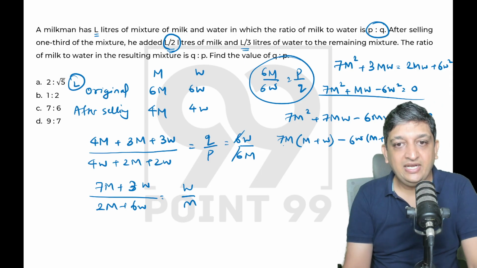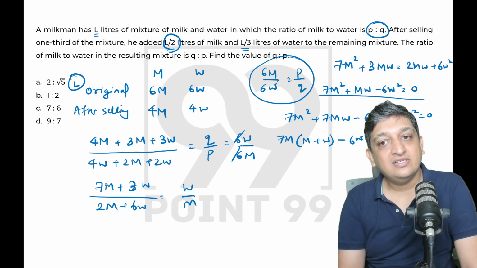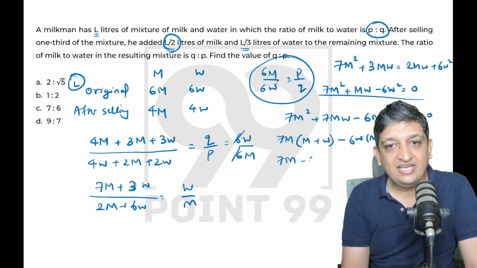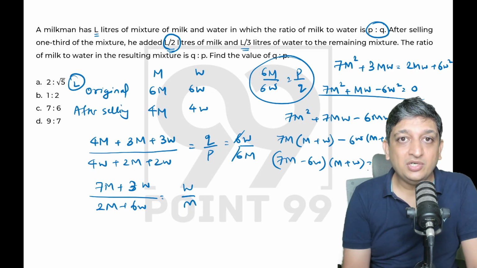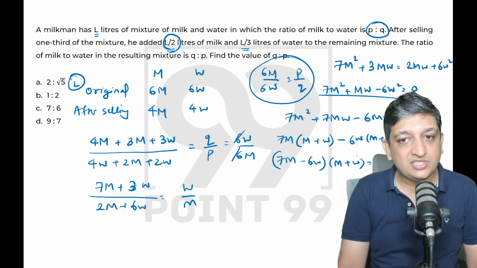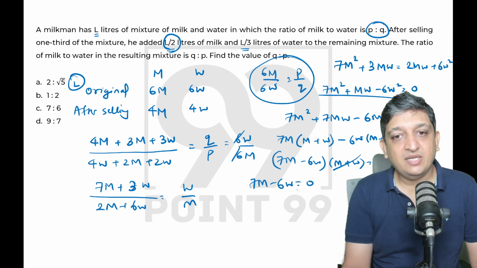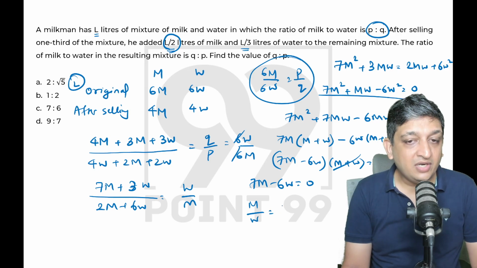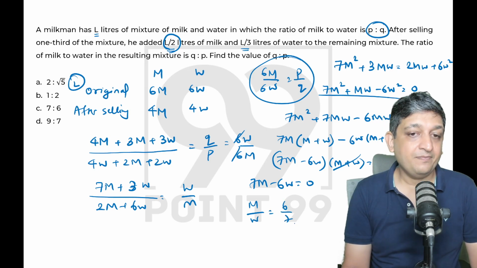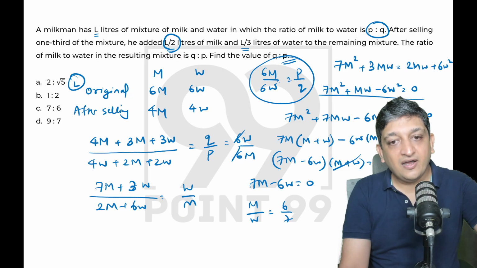So 7m square plus 7mw minus 6mw minus 6w square. That tells me that (7m minus 6w) into (m plus w) equals 0. Now m plus w cannot be equal to 0 because that will mean that the entire mixture was 0. So this can't be 0. That tells me that 7m minus 6w equals 0, or m by w is going to be equal to 6 by 7. But we have been asked the value of Q by P, which is w by m.